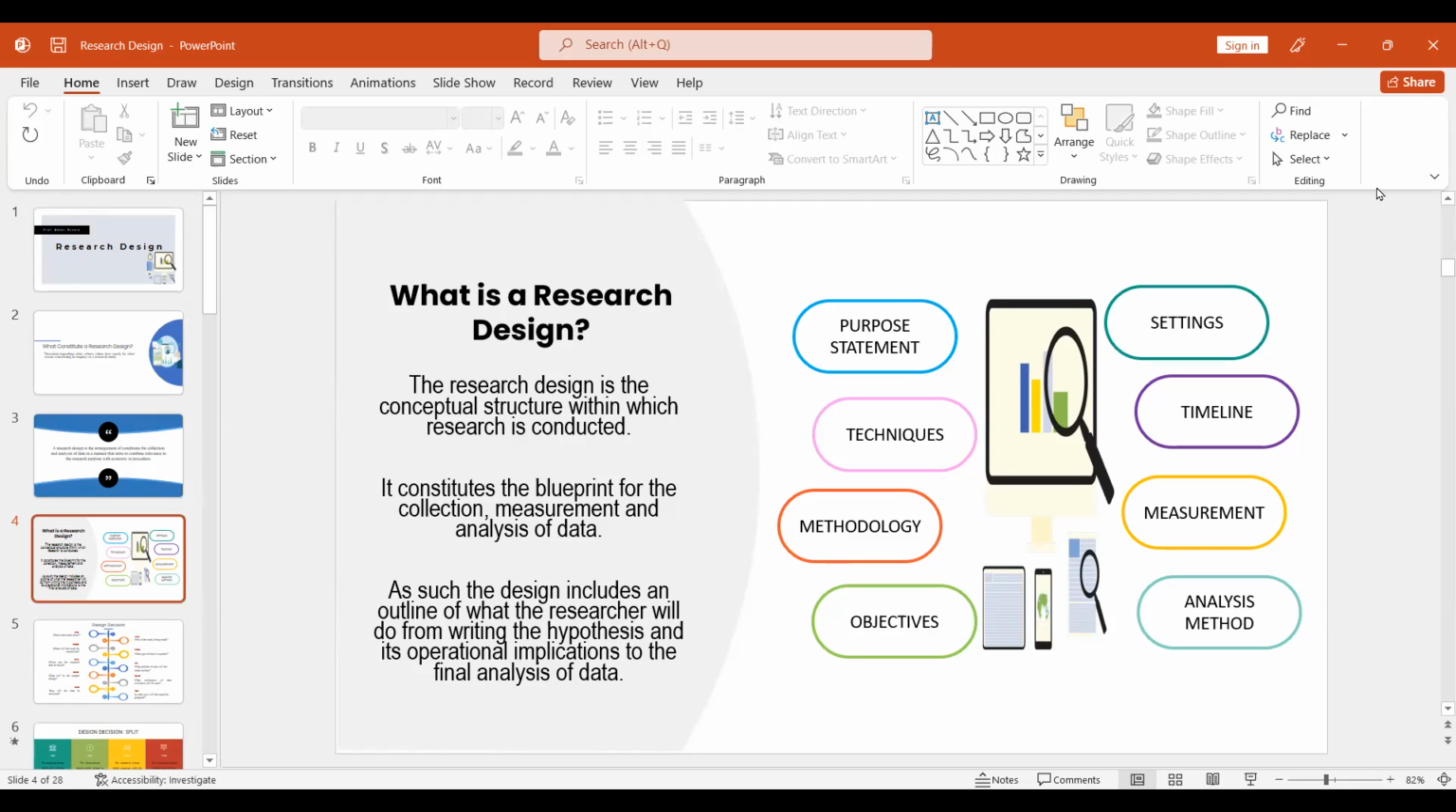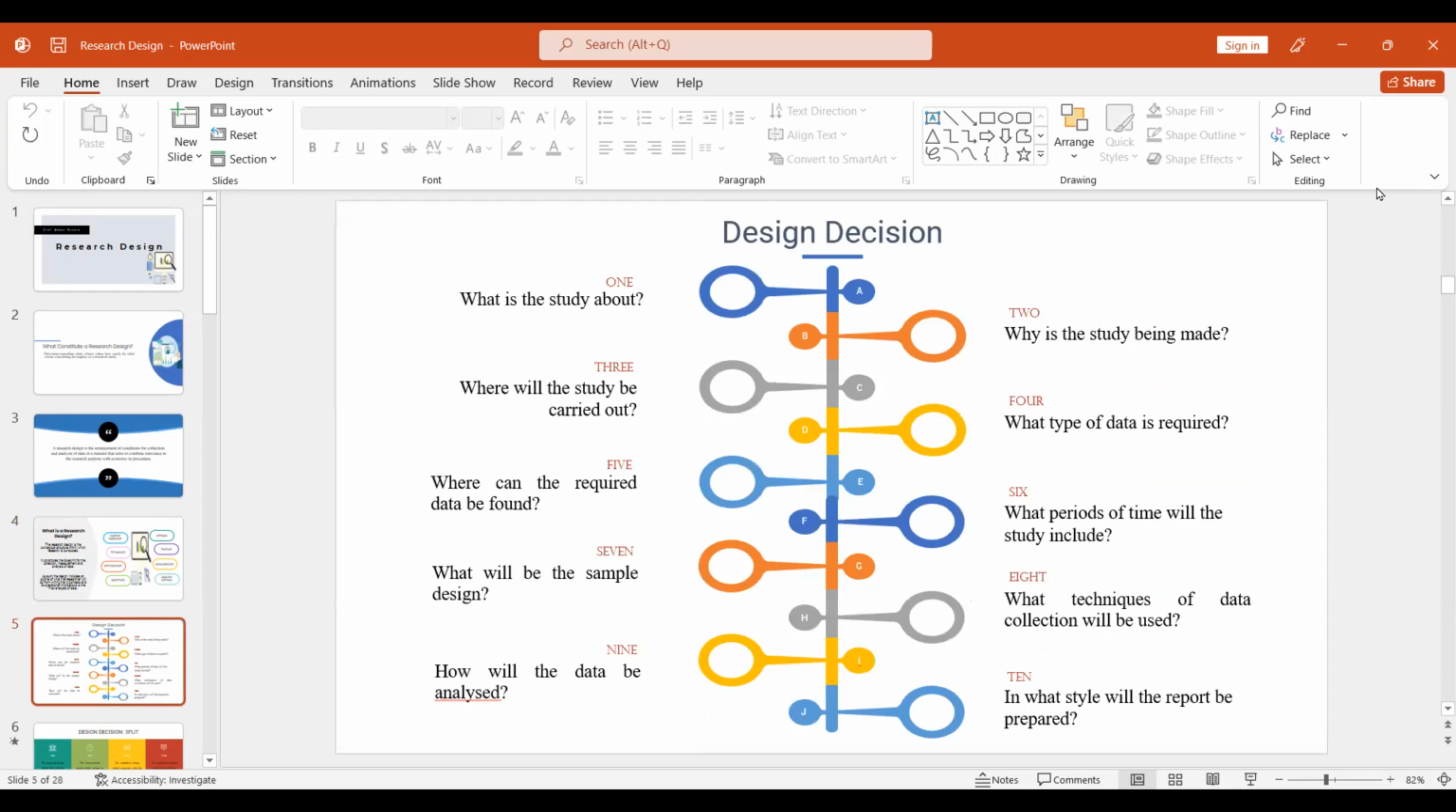So, of course, research design is the conceptual structure within which research is conducted. It constitutes the blueprint for the collection, measurement, and analysis of data. As such, the design includes an outline of what the researcher will do, from writing the hypothesis and its operational implications to the final analysis of data. With regard to designing, the first question is, what is the study about?